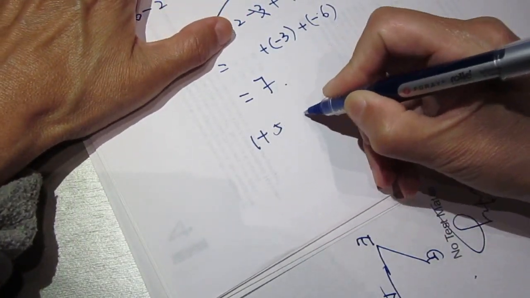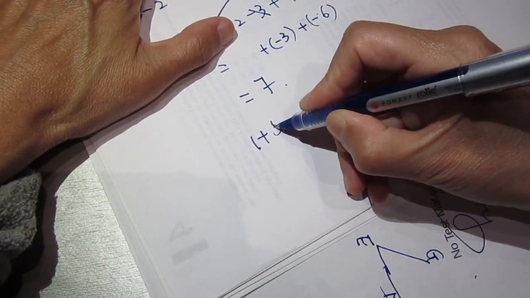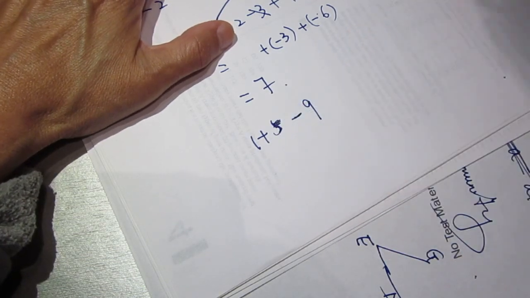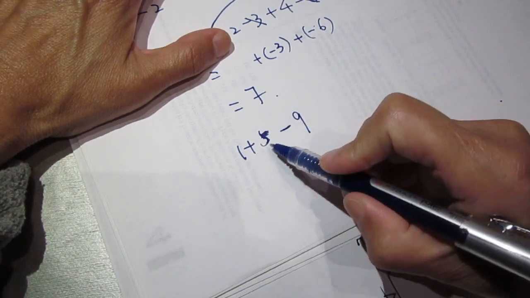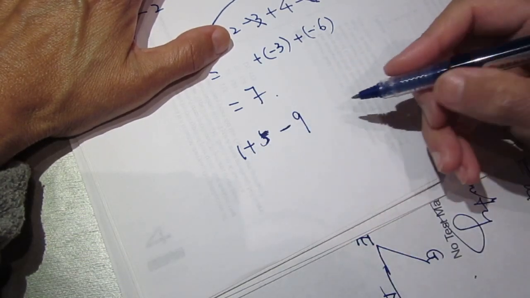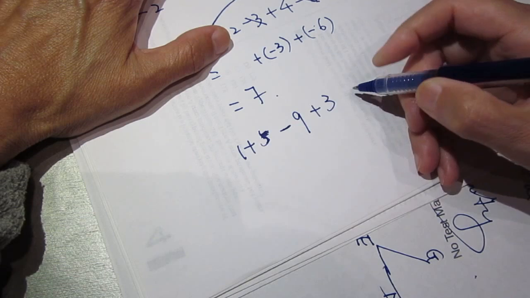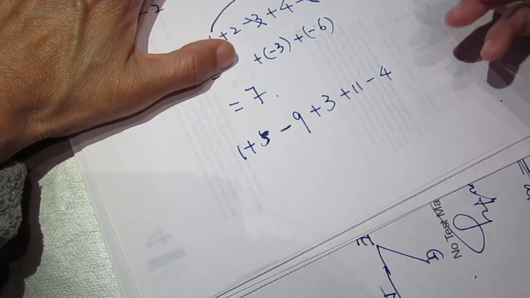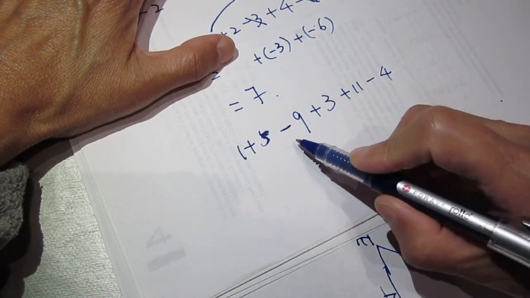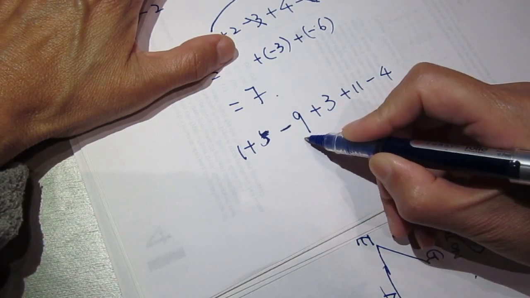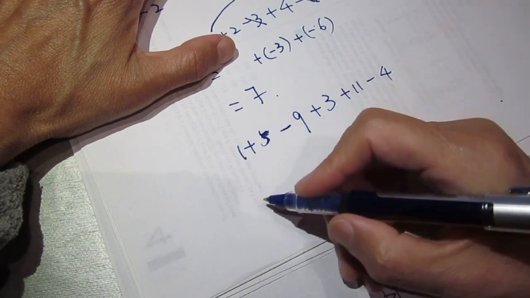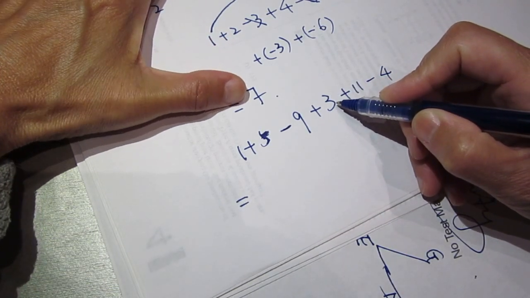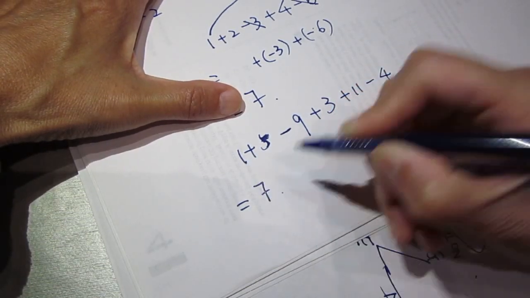1 plus 5 minus 9. If you do from left to right, minus 9 is bigger than 6, you cannot do it. Plus 3 plus 11 minus 4. How about this? So you have negative 13 and positive 14 and 6. So the result is 7.